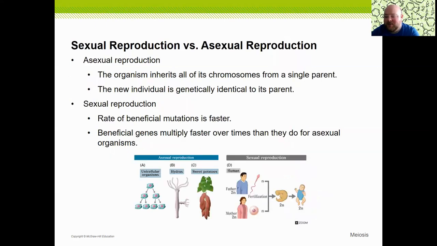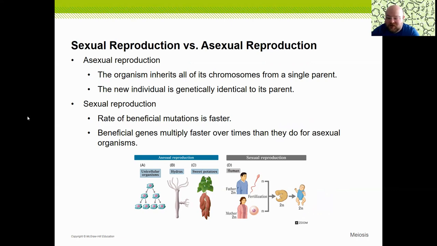Finally here, as we talk about reproduction, meiosis goes with sexual reproduction, but we also have asexual reproduction. Asexual reproduction is when an organism inherits all of its chromosomes from a single parent, and the new individual is genetically identical to the parent. So unicellular organisms, amoeba, bacteria, things like that, these little hydras or sweet potatoes, all of these things are genetically identical to their parent. And when those chromosomes come from a single parent, that is asexual reproduction.